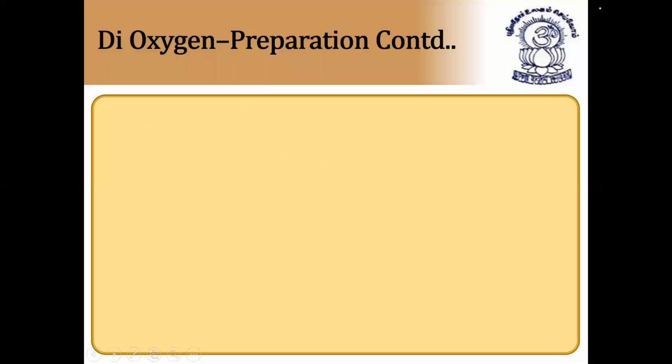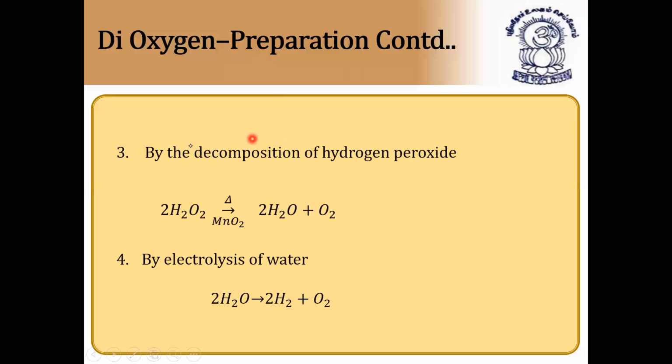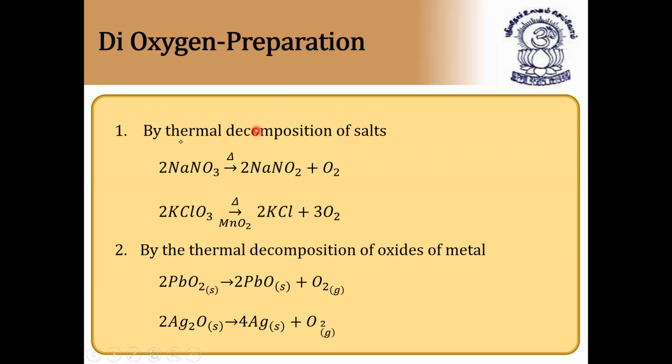So what are the thermal decomposition of salts we are discussing now? First, by thermal decomposition of salts. Sodium nitrate on heating strongly forms sodium nitrite along with oxygen. Potassium chlorate on heating strongly in the presence of manganese dioxide forms potassium chloride and oxygen gas. So these are the two preparations of dioxygen by the thermal decomposition of salts. Here sodium nitrate and potassium chlorate are the salts.